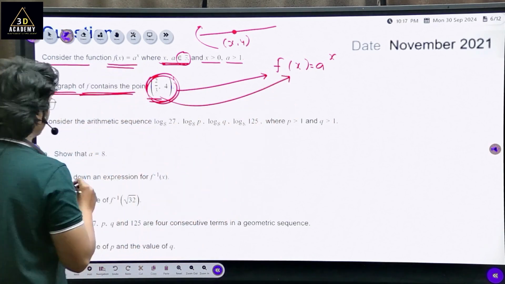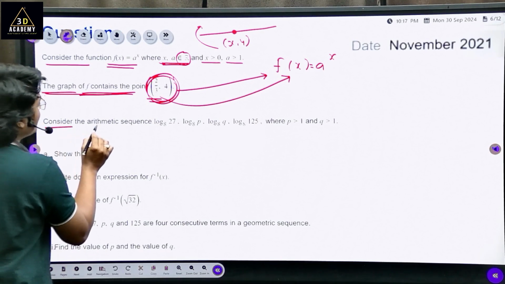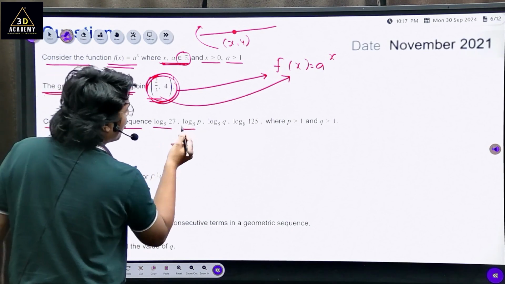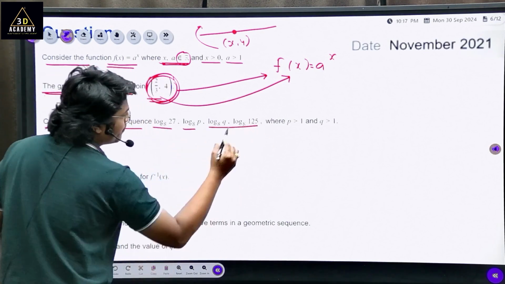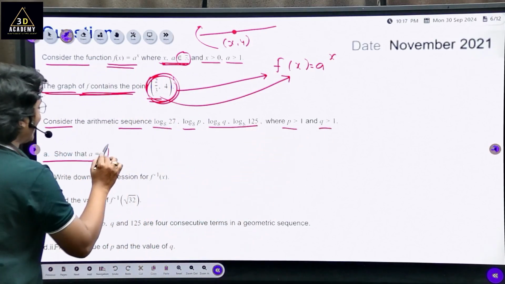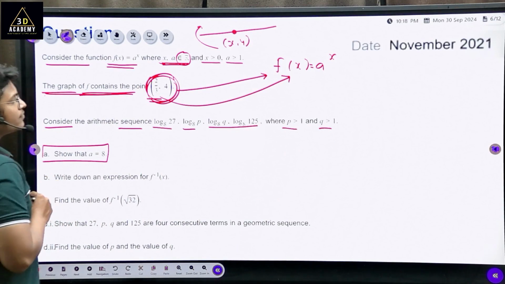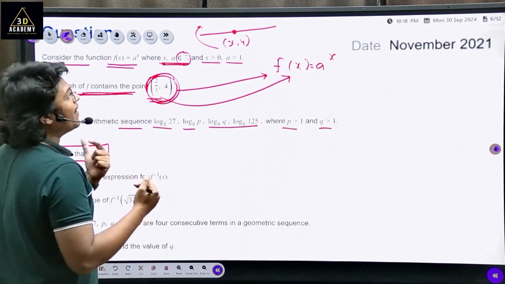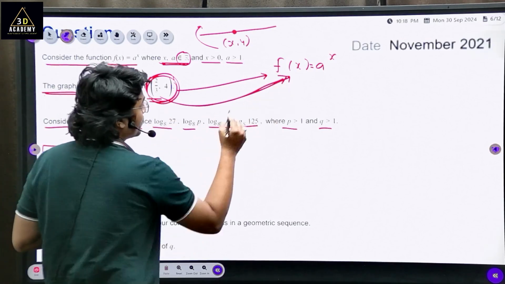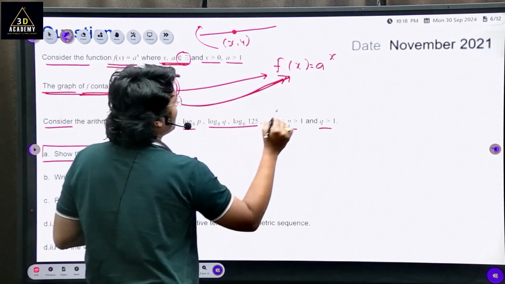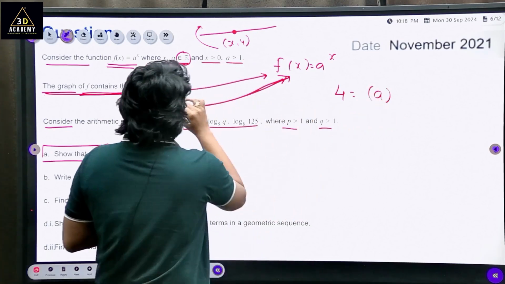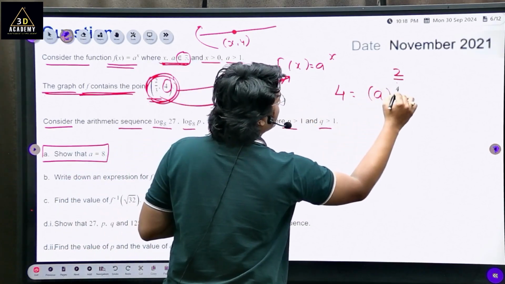That is the first interpretation. Second, consider the arithmetic sequence log base 8 of 27, log base 8 of p, whatever the sequence is given, where p is greater than 1 and q is greater than 1. First question is: show that a is equal to 8. So how will we find a? I will simply put this coordinate in the given function. So f of x is y, so 4 equals a raised to power x, the value of x is 2 upon 3.